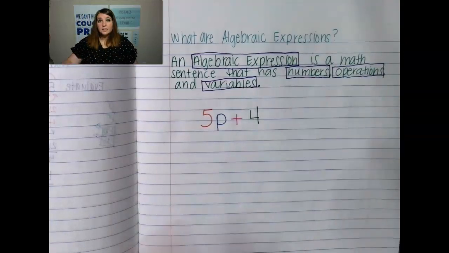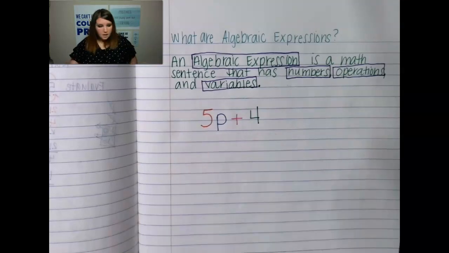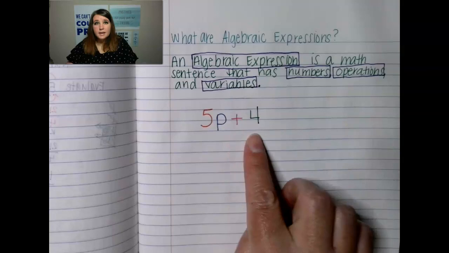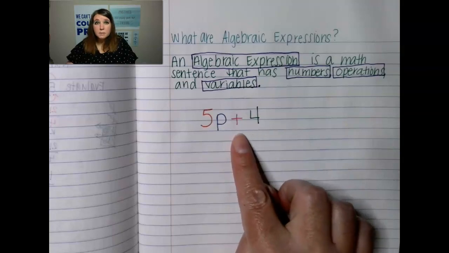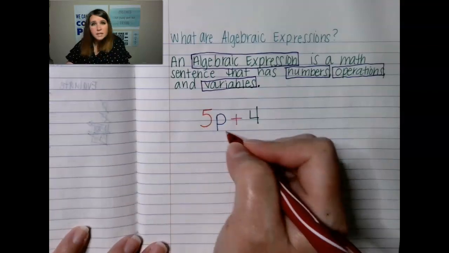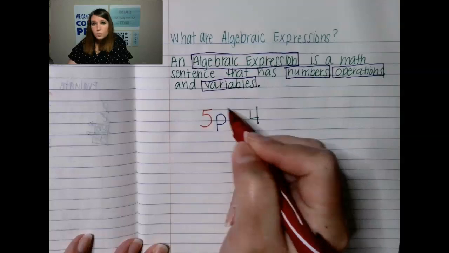All right, this is an example of an algebraic expression. So it has everything in there. It has numbers, it has letters, and it has an operation in there. Sometimes it could be multiplication, sometimes division, sometimes subtraction. So let's talk about this first number right here. This number stuck to a letter. This right here is a coefficient.